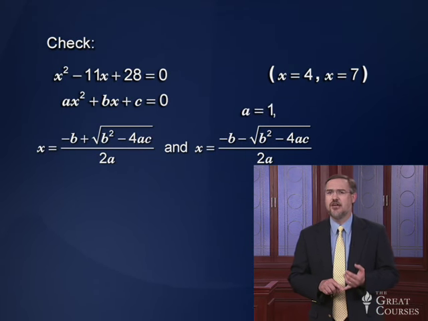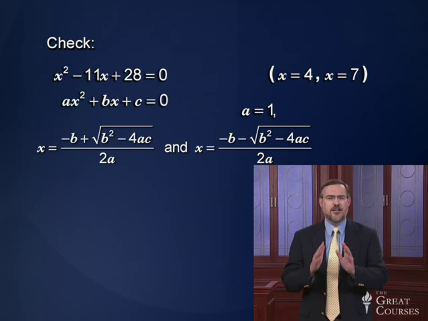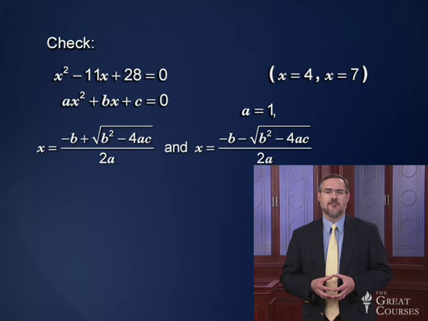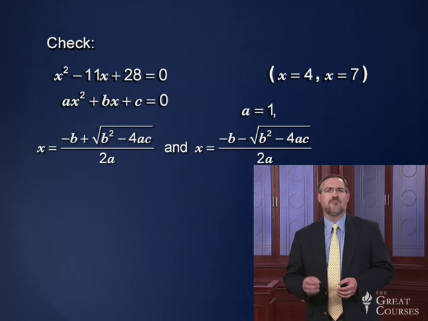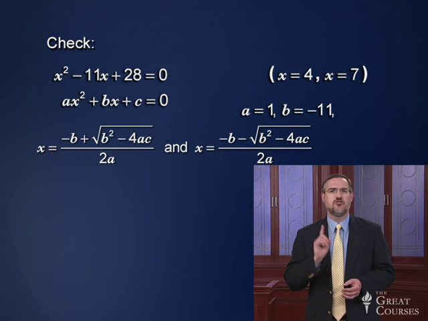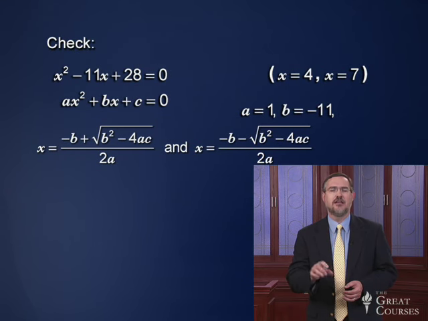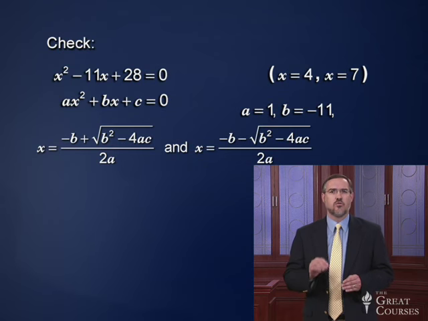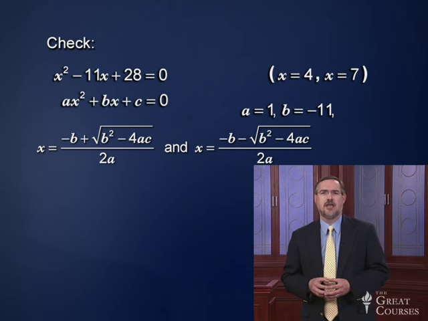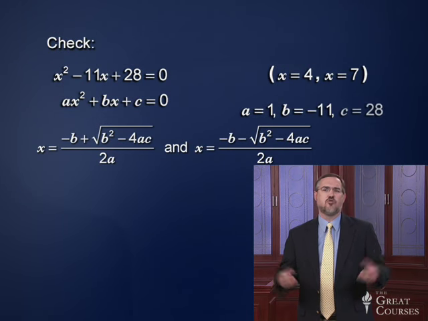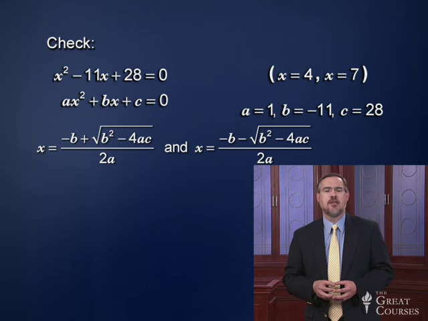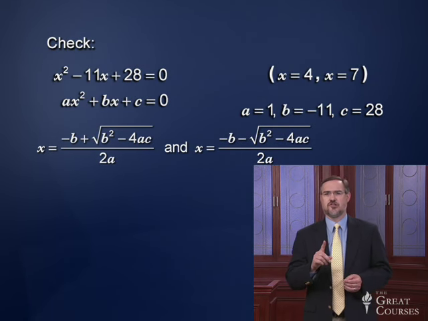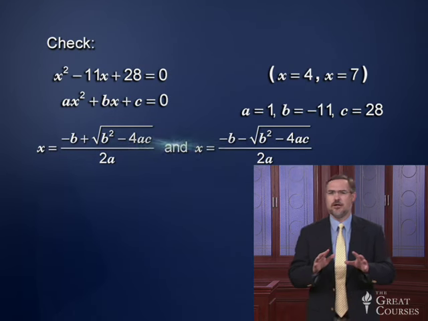Well, the value of a is 1. Remember, there's a 1 in front of that x squared. It's just that we don't typically write it down. What's the value of b? It's negative 11. Don't lose that negative sign. It comes along in the value of b. So b really is negative 11. And the value of c is just 28. It's positive 28. Then the quadratic formula tells me that the solutions are given by the following.